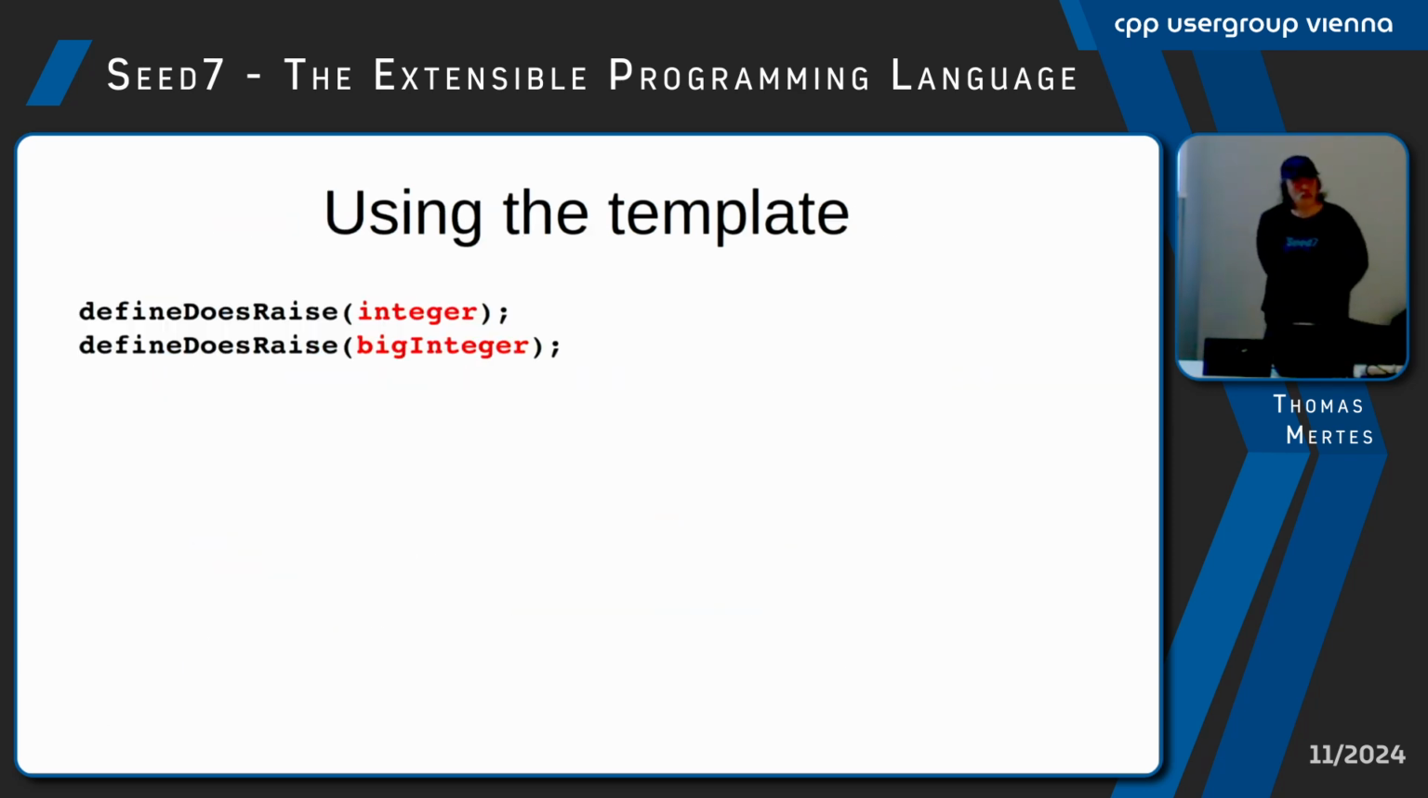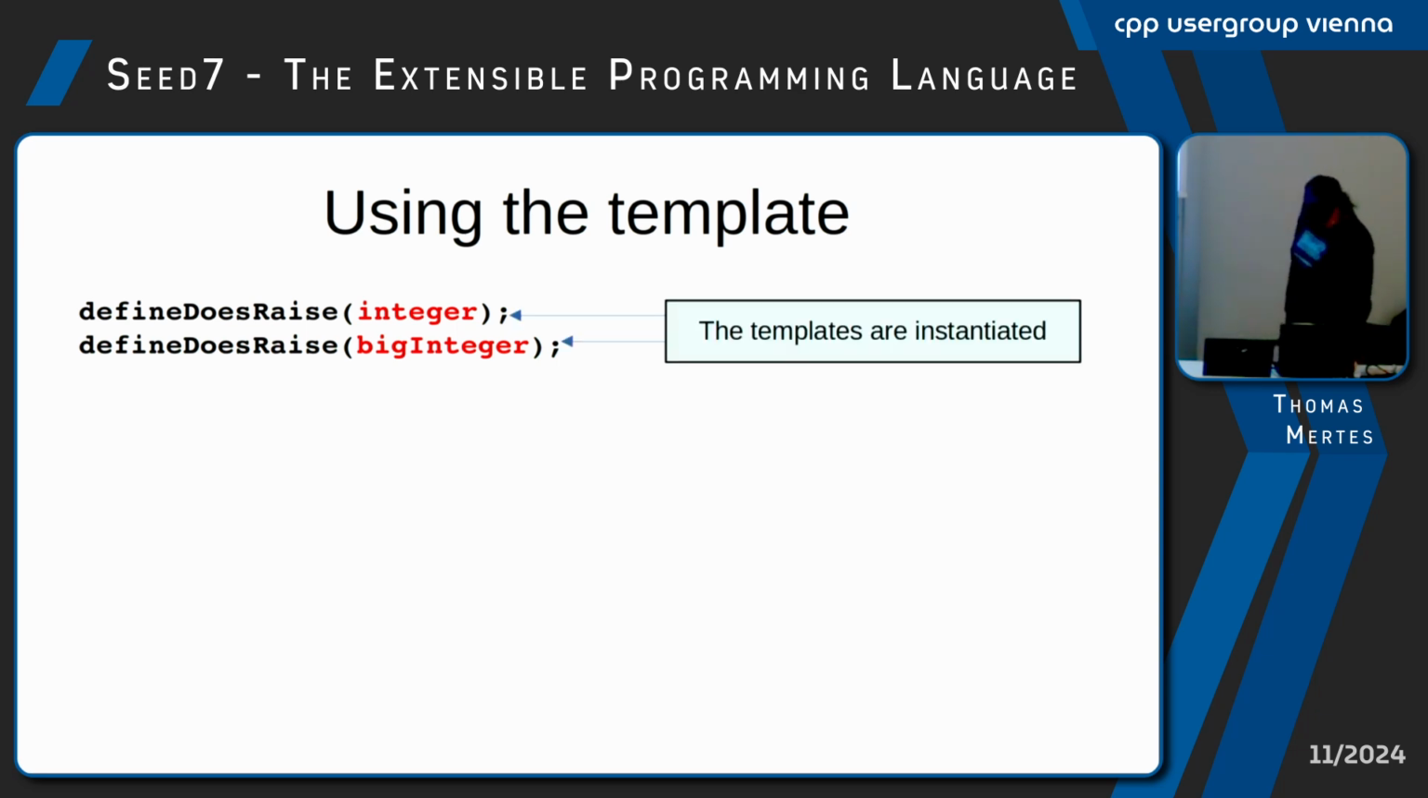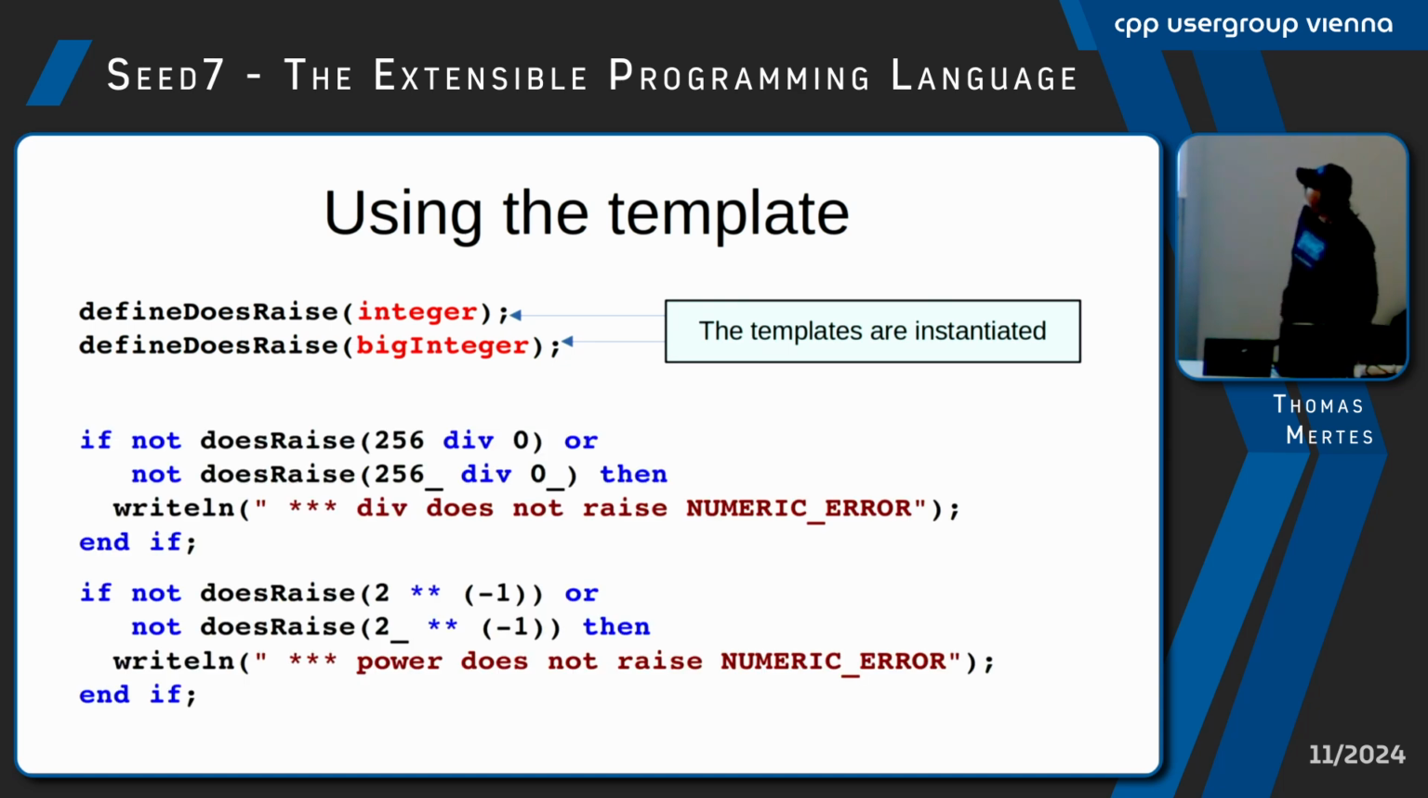And how do we use this template? We just invoke it, instantiate it with integer and with big integer, and afterwards we can call it this way. So we can call the division with normal integers or with big integers, or we can do the power with normal integers or with big integers. And all these things can be checked this way.